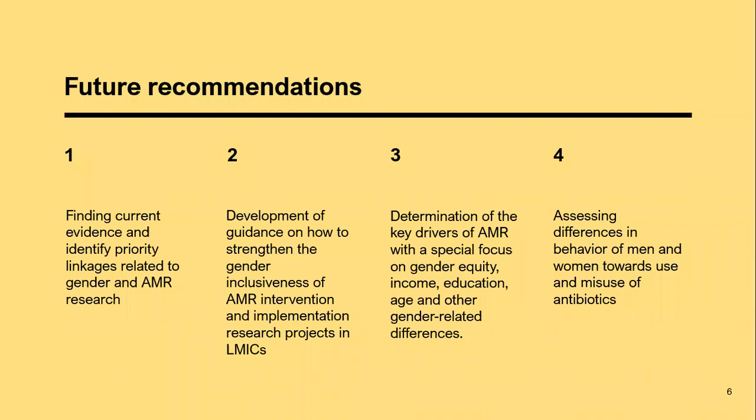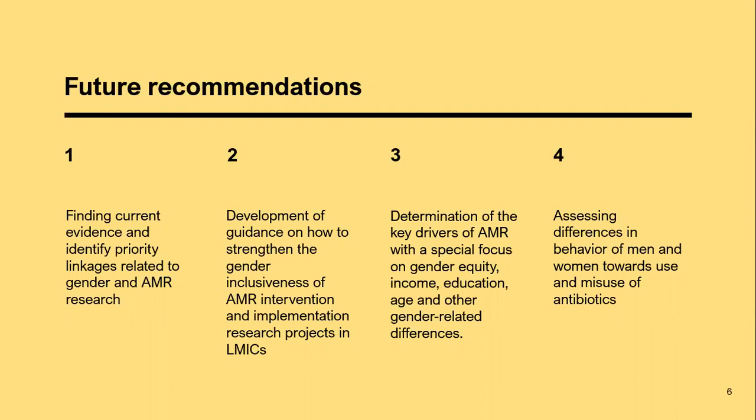The future recommendations based on this pilot study mainly include finding current evidence and identifying priority linkages related to gender and antimicrobial resistance research. It is extremely important to find out. The second is the development of guidance on how to strengthen the gender inclusiveness of antimicrobial resistance interventions and implementation research projects in low and middle income countries. Thirdly, the determination of key drivers of antimicrobial resistance is of high importance, with special focus on gender equity, income, education, age, and other gender related differences. And finally, to assess the differences in behavior of men and women towards use and misuse of antibiotics.